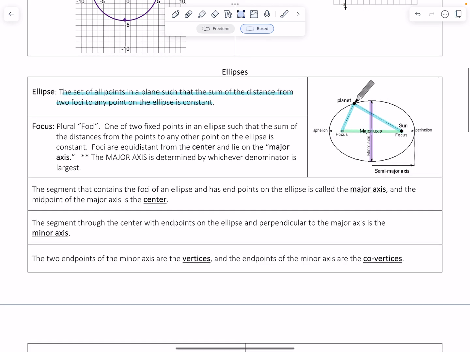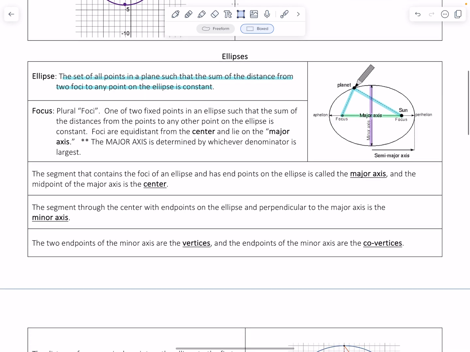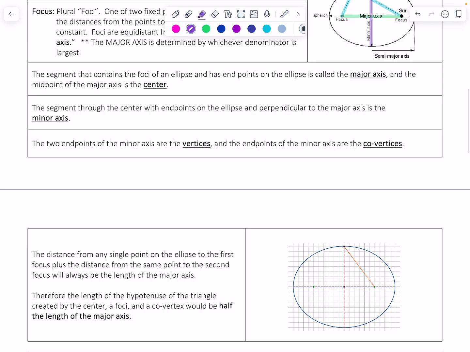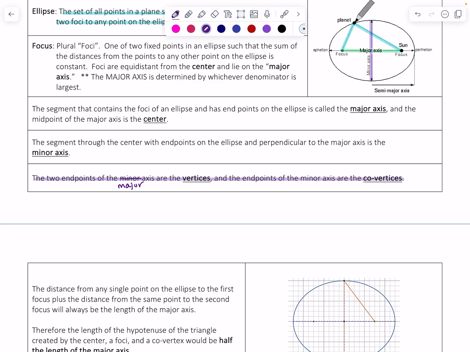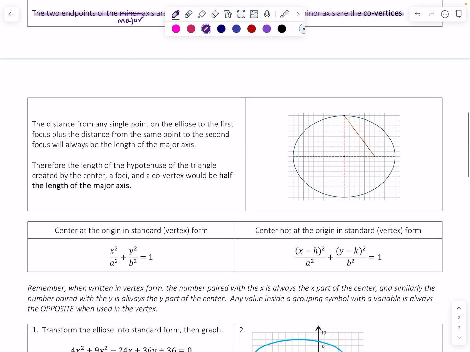Now you can stop to read this for a bit. You should note that the two endpoints of the major axis are the vertices, sorry that this says minor, I just realized that. The endpoints of the major axis are the vertices, and the endpoints of the minor axis are the co-vertices. We'll get to all that a little bit later. I just want you to go ahead and graph for a bit here.